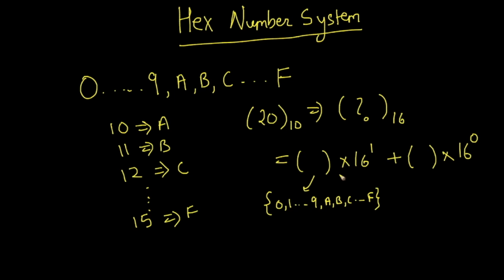So let's see. To reach to 20, do we need 16? Yes. So what should I write in this bracket such that we get at least 16? We can't write a 0. We can write a 1. If we write a 2, we'll reach to 32 and that will be too high. So let's go with 1. So we have 16 and we need 4 more. 16 raised to 0 is 1 and 1 multiplied by 4 will give us 20. So 20 in decimal number system is equivalent to 14 in hex.